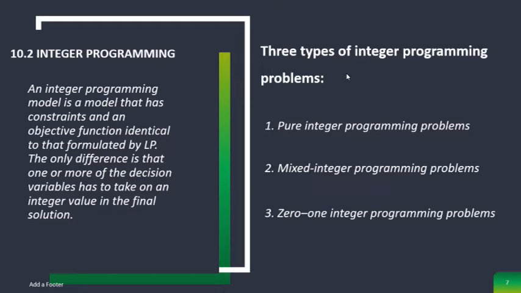Pure integer programming is when all decision variables must be integers. Mixed integer programs involve a mix of integer and continuous variables. And the 0-1 integer problems are special cases in which all the decision variables must have integer solution values of 0 or 1.